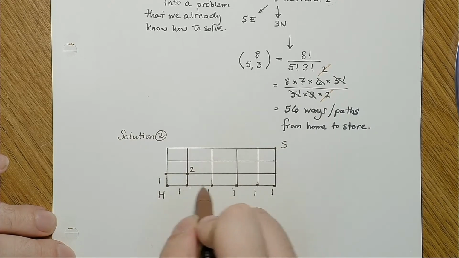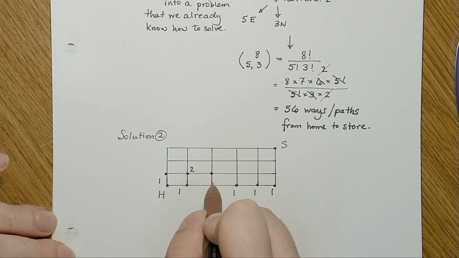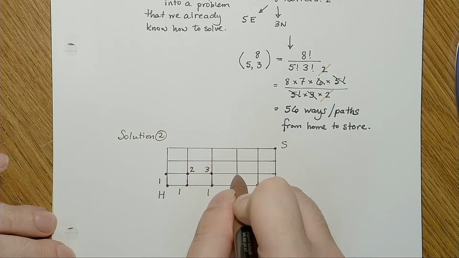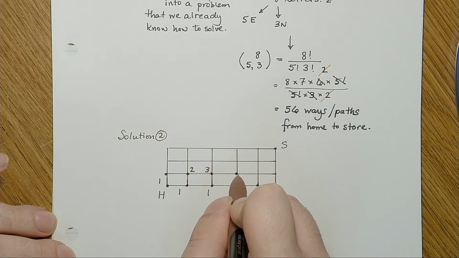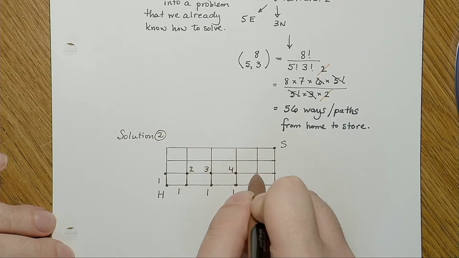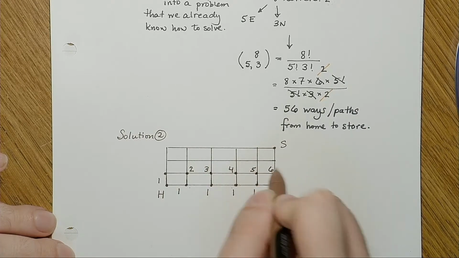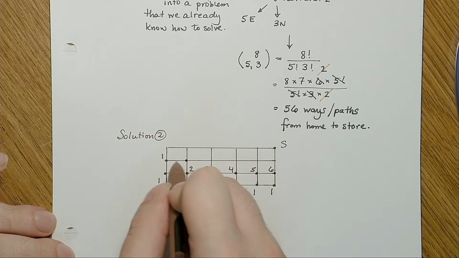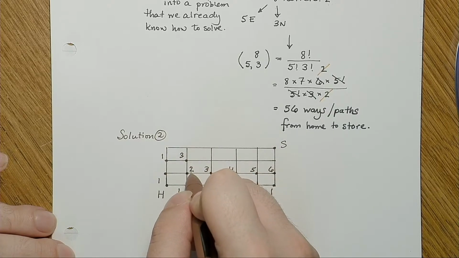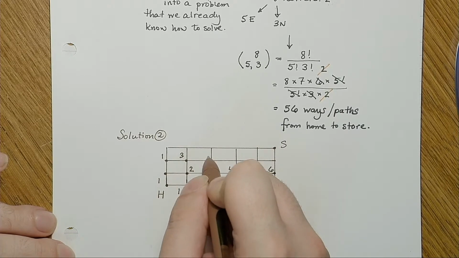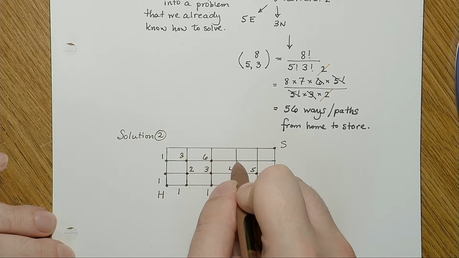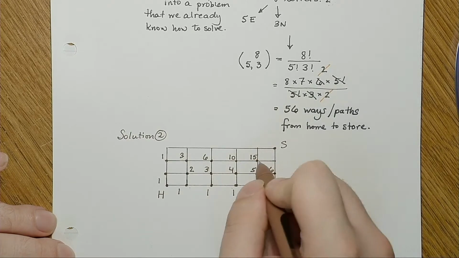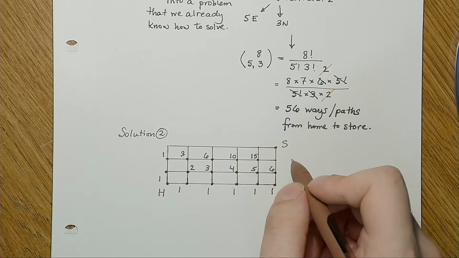So to get to this point right here, there is one path, and then there's 2 paths to get there. So 2 plus 1 is 3. So I have 3 paths to get there and 1 path to get there. So there's 4, 5, and 6. So again, 2 plus 3. Then I have 3 plus 3 is 6. 6 plus 4 is 10. 10 plus 5 is 15. And then I have 15 plus 6, which is 21.